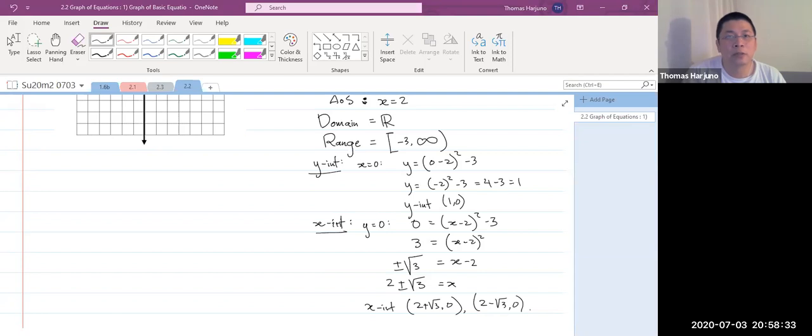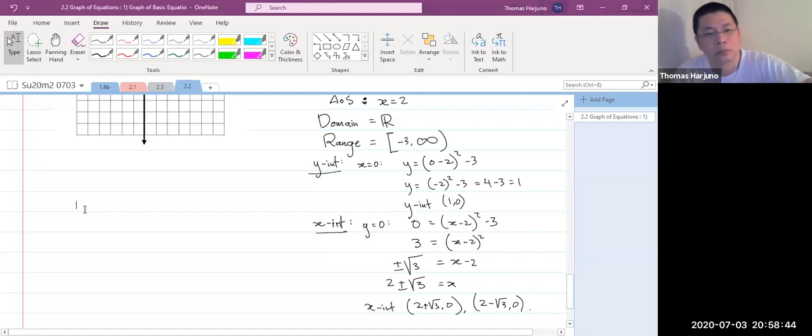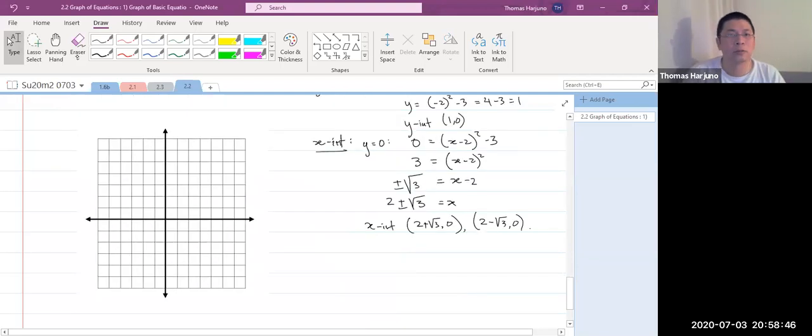Finally, let's graph it. I will graph it here. The vertex is (2, -3). That's my vertex. Let me just do the other coordinates right away. 1 to the right, up 1; 2 to the right, up 4. 1 to the left, up 1; 2 to the left, up 4.